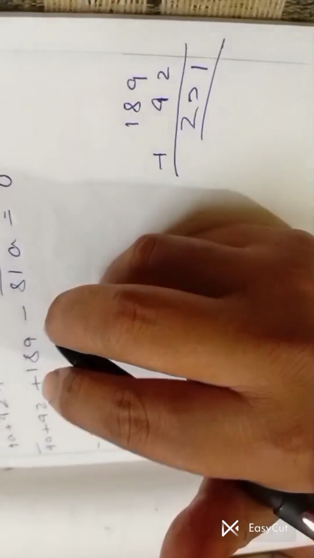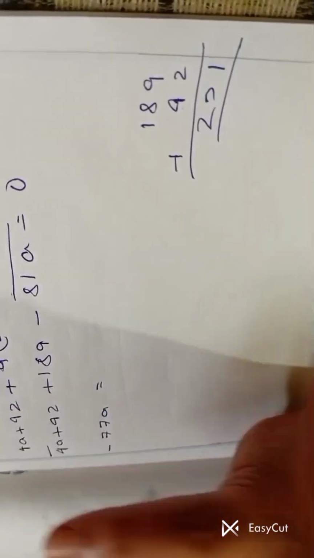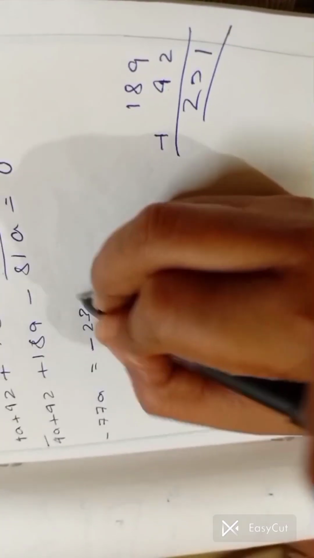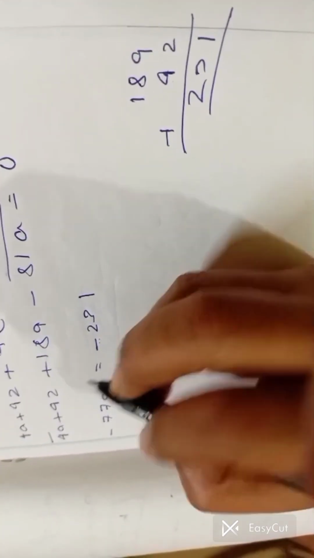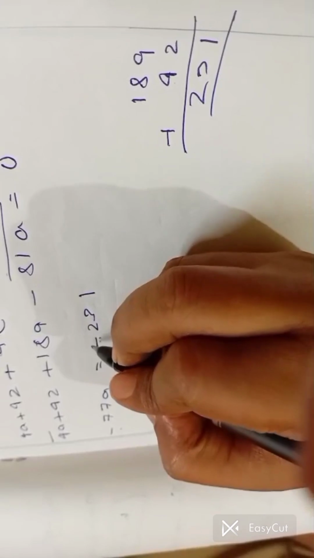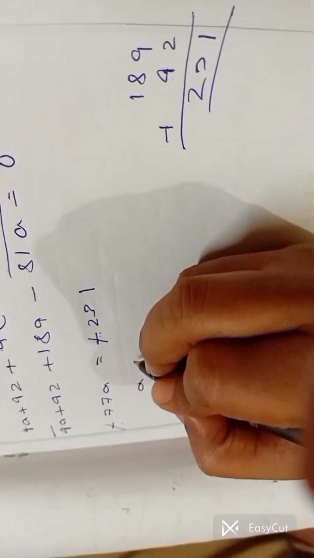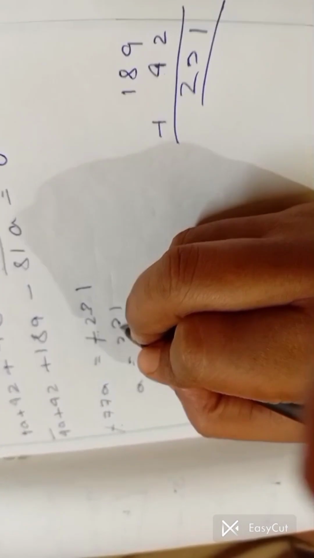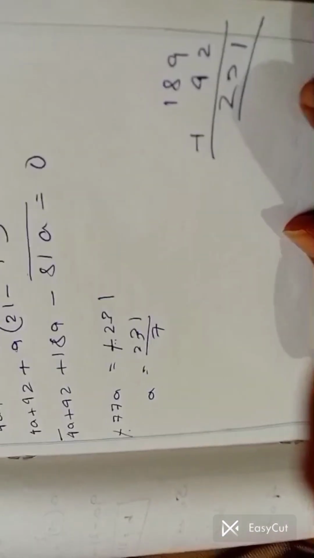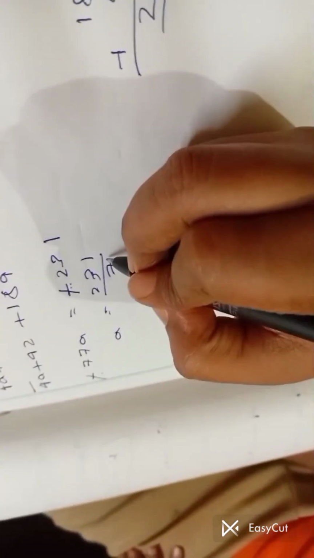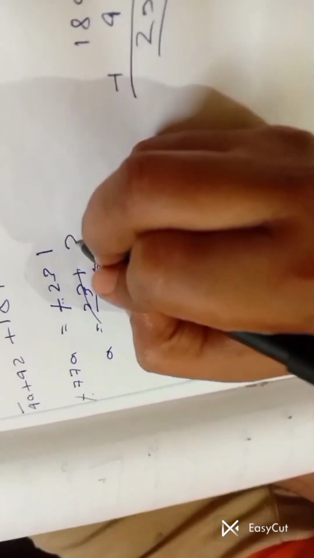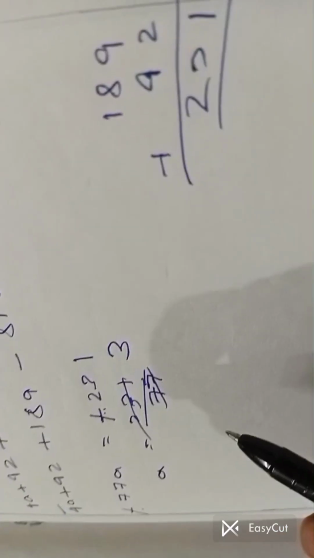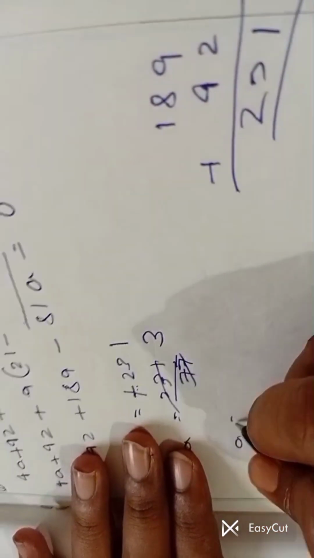If we take 231 to the right hand side, we get -77a = -231. There is a minus on the right hand side as well as on the left hand side, so we cancel the minus sign. So how do we get the value of a? a = 231 divided by 77, which equals 3. So a equals 3.